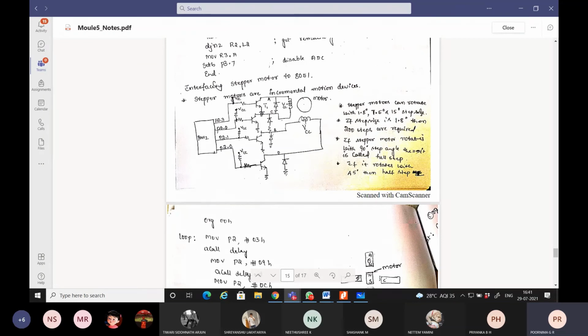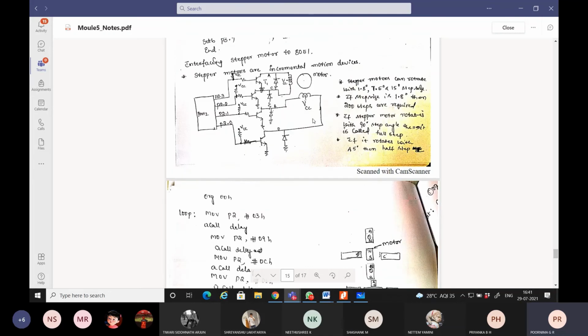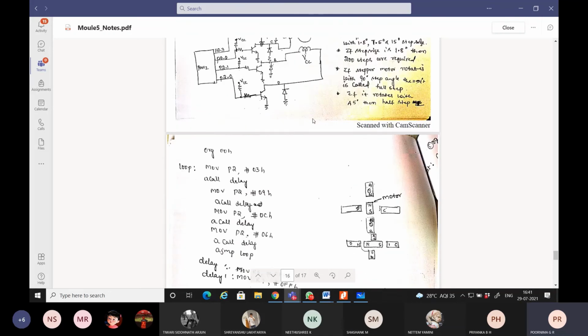Now, how will this type of stepper motor be interfaced? Let us see its block diagram, the stepper motor interfacing block diagram. The stepper motor usually has 4 coils: coil A, coil B, coil C and coil D. From any port of the 8051, these stepper motor coils need to be energized. Then only the motor will start rotating.